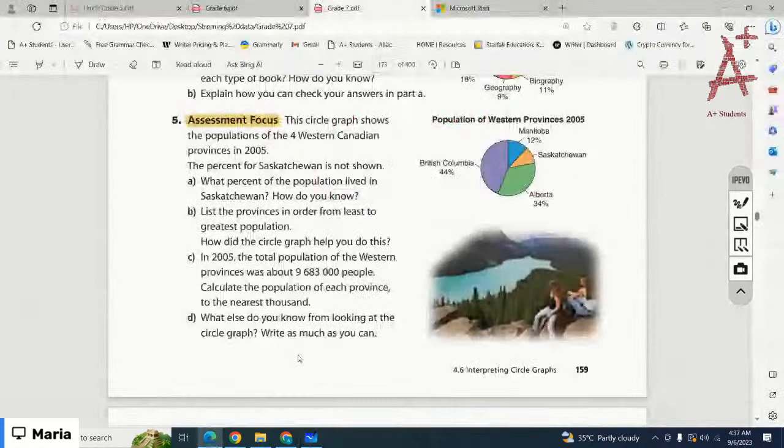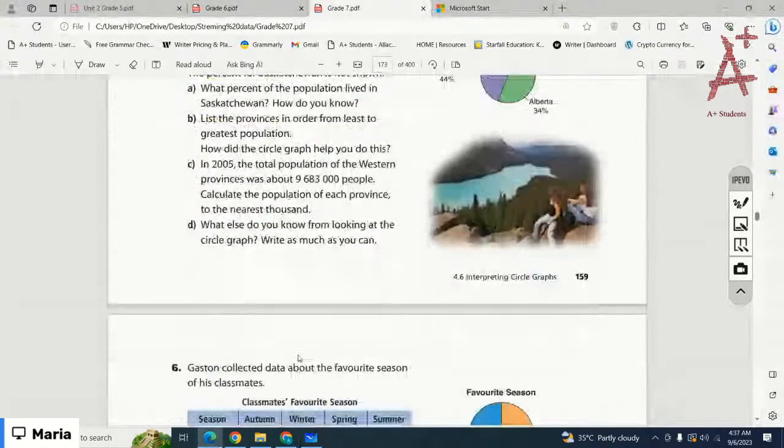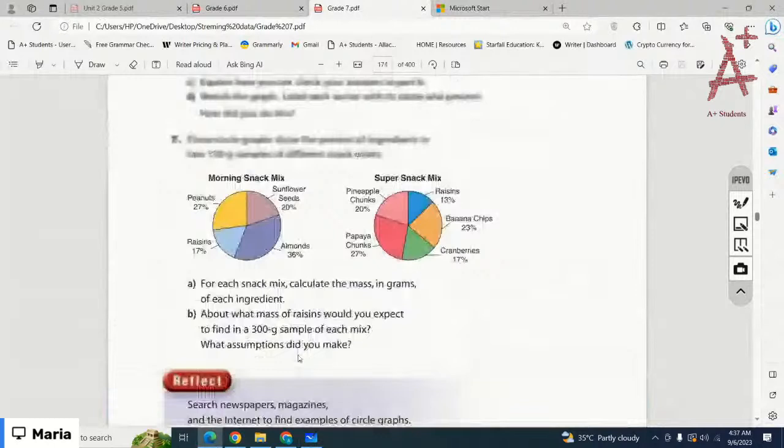Okay, the next question is question number 7. The circle graph shows the percent of ingredients in two 150-gram samples of different snack mixes. For each snack mix, calculate the mass in grams. For each ingredient, about what mass of raisins would you expect to find in 300 grams of each sample? What assumption do you make? Okay, you have to calculate the values for each of the graphs for both of them, right?